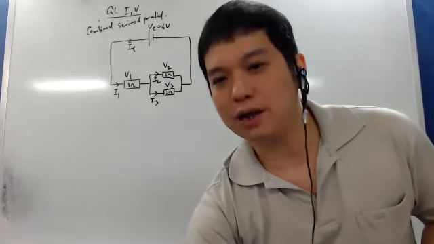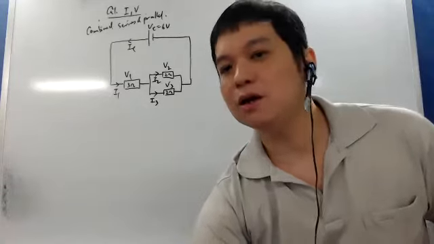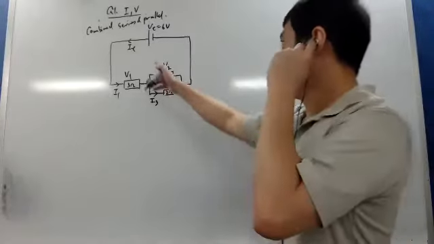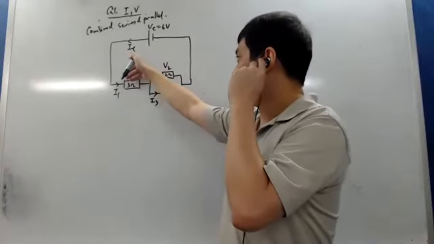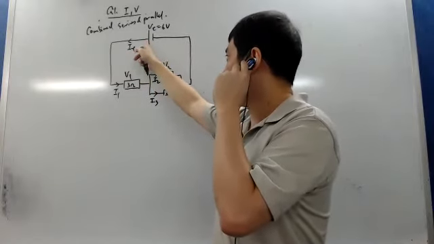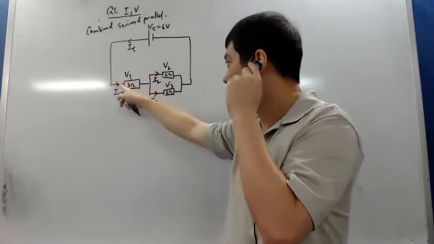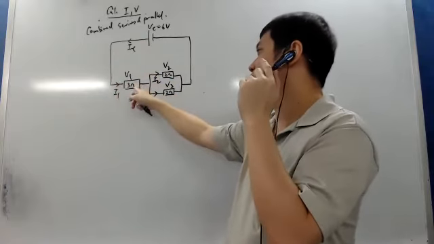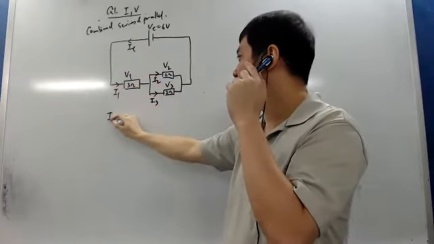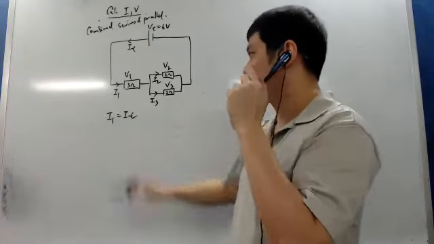Okay. Imagine current is like people. Remember, total current is like total number of people. So imagine if you have 10 people come out from the battery, right? All the 10 people reach this mountain, have to climb this mountain, right? So therefore, I1 is equal to I total also, right?